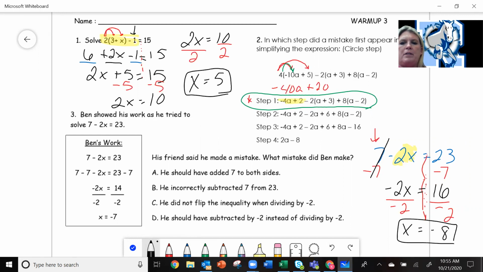Well, what happened here? The first thing I did was subtract 7 from each side, and I got 16. When you look over here, what did they get? They got 14. So, where he made the mistake, he incorrectly subtracted 7 from 23.